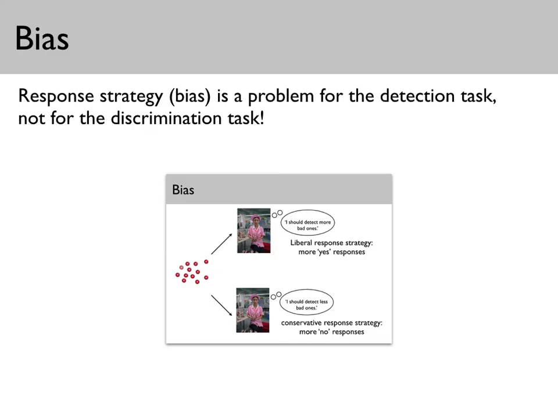Importantly now, response bias hardly affects the threshold. There's no question of detecting too few or too many. You're not doing a detection task. Of course, you can be in doubt. But when this is the case, you can only guess whether the stimulus is on the left or on the right. The curve will not move. If you don't entirely understand this, just remember, response bias hardly affects the threshold as you determine it with a discrimination task.